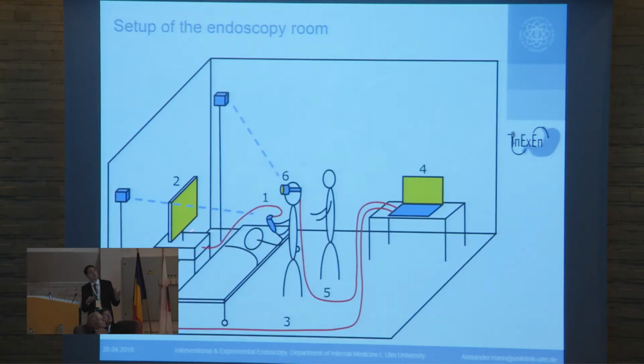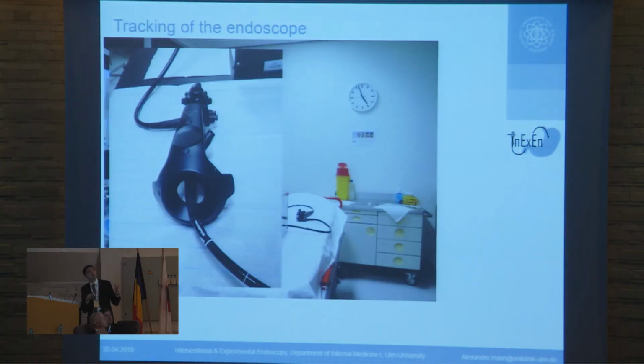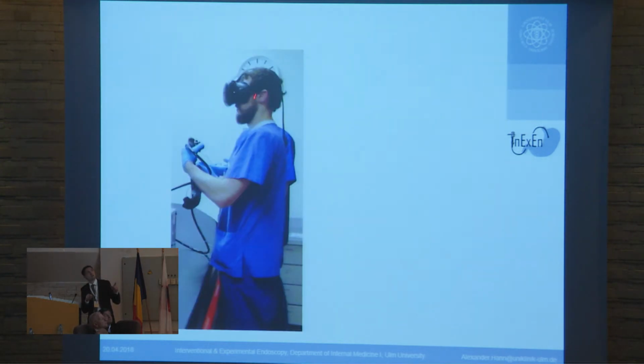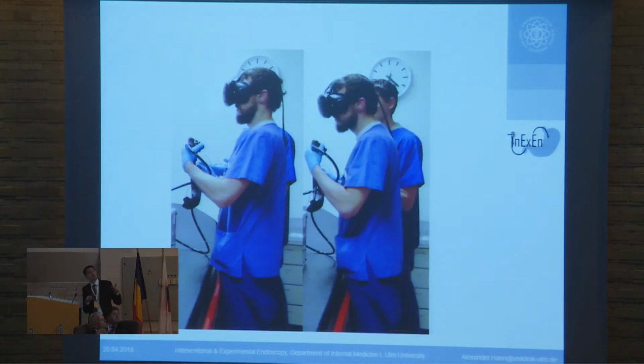So we built this setup where we grabbed the image, processed it in a PowerBook, and gave the image back to the examiner. So this is how it looks like. We also tracked the endoscope. So Benjamin has this head-mounted display on, and when he moves forward, the image gets bigger.